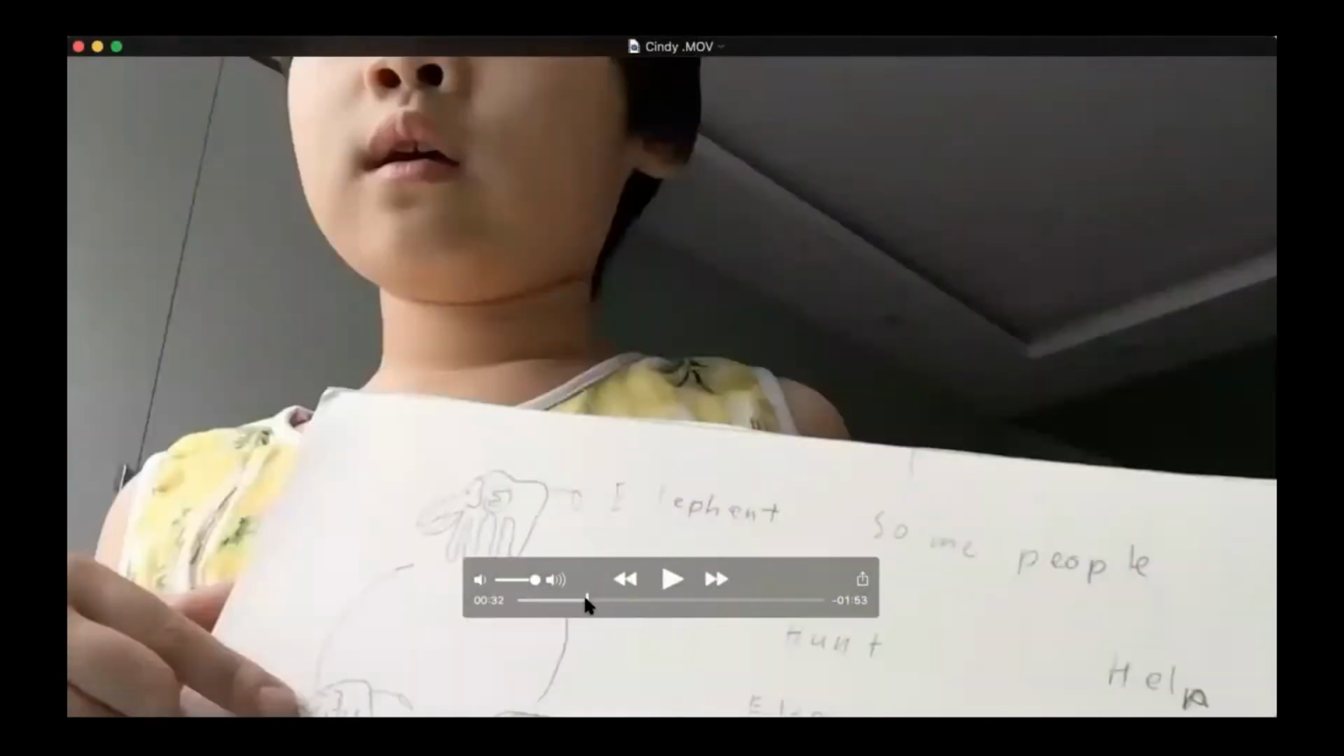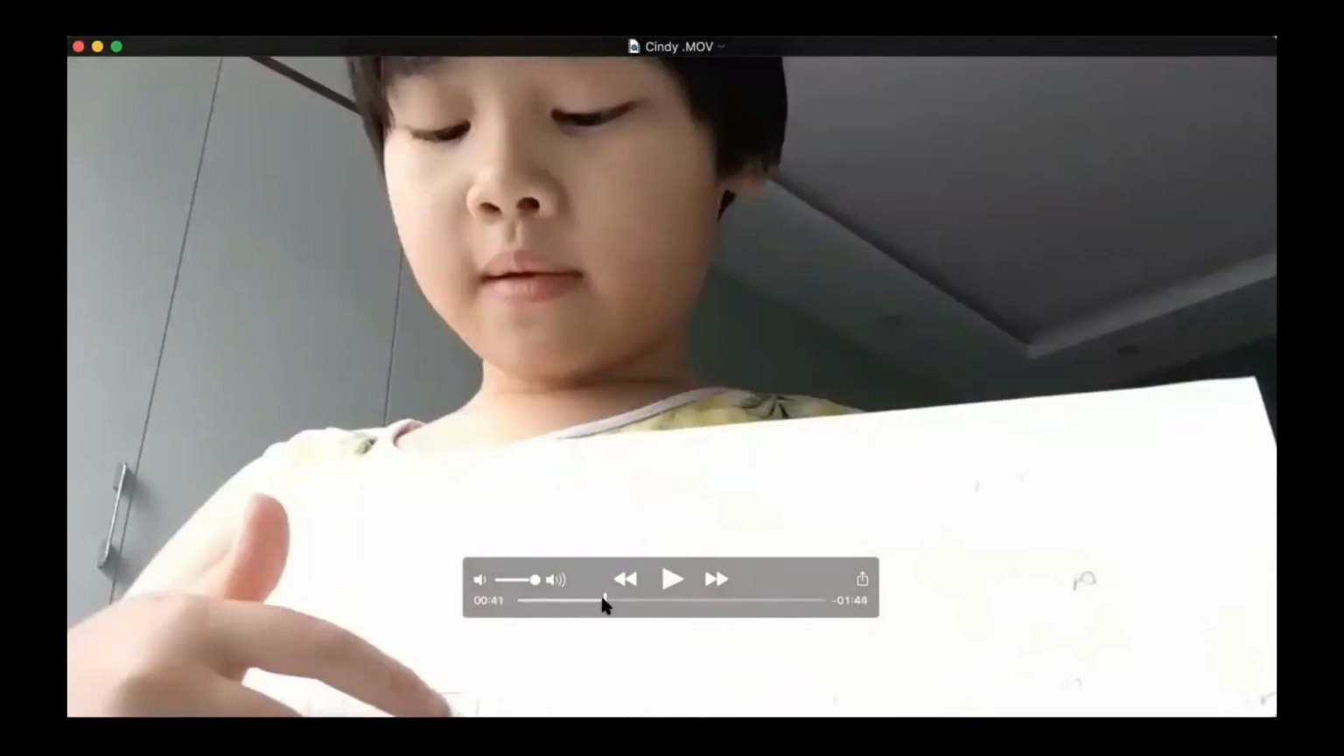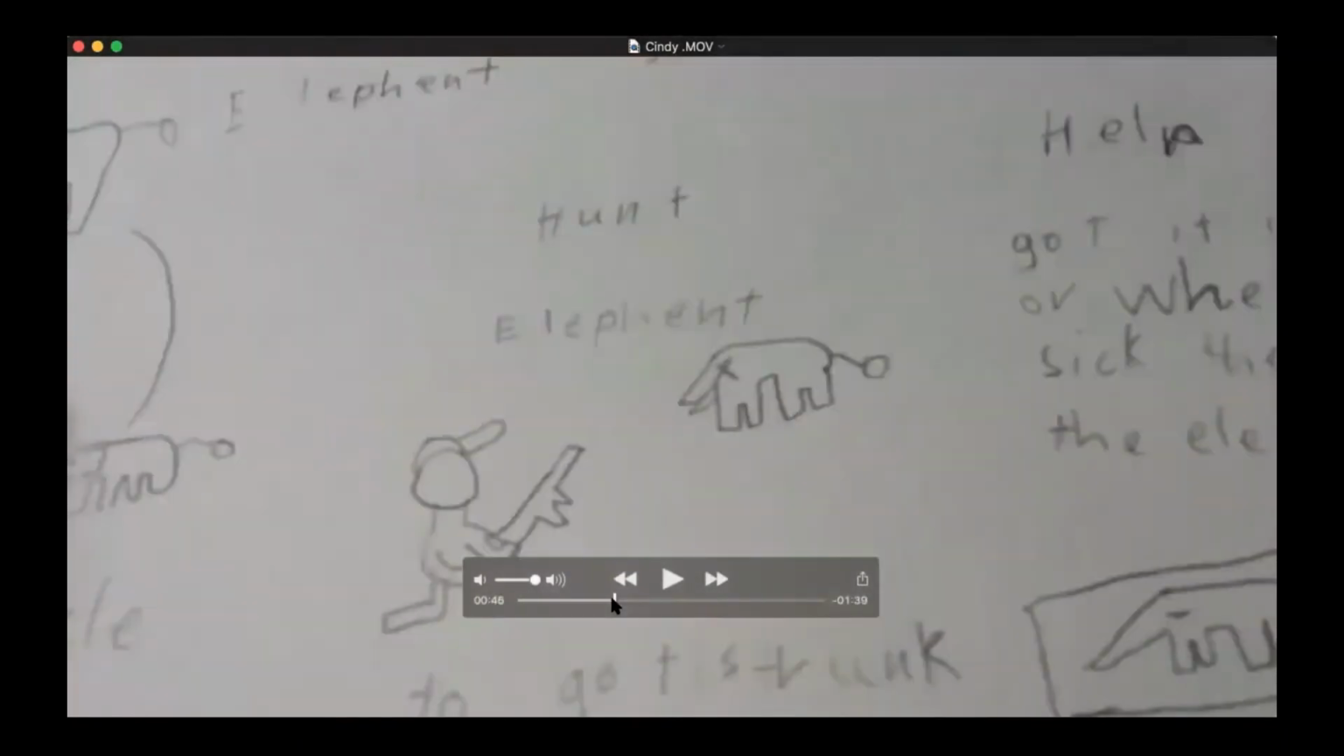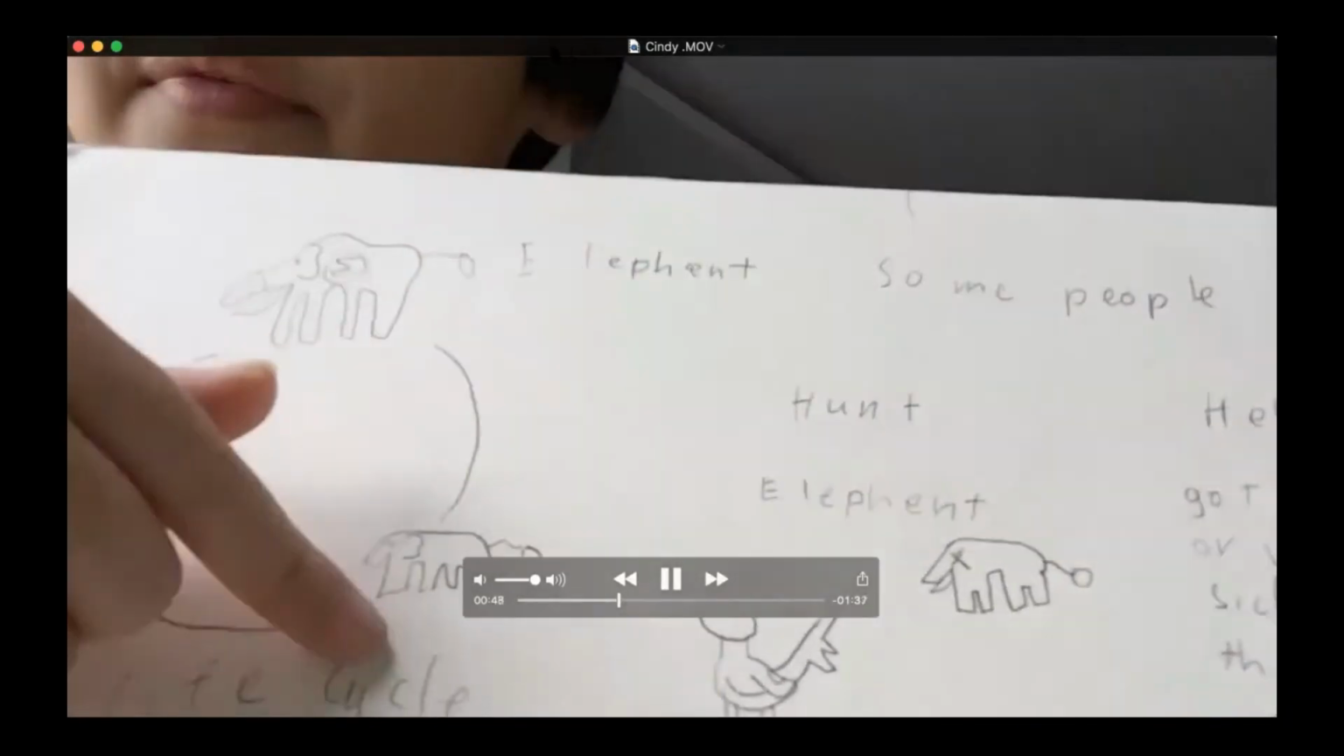So that's a very nice drawing of a life cycle. I'm going to move on to where you talk at this part though. This picture of this elephant.